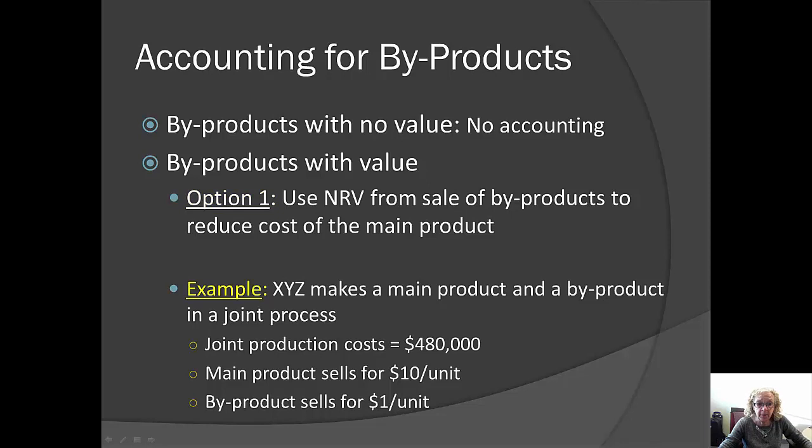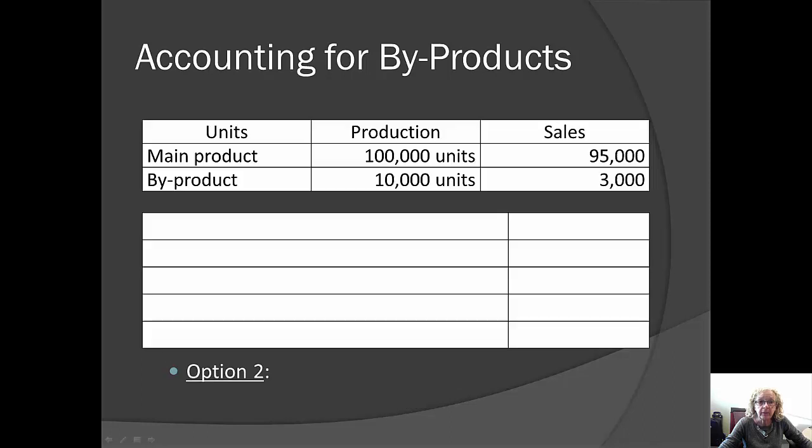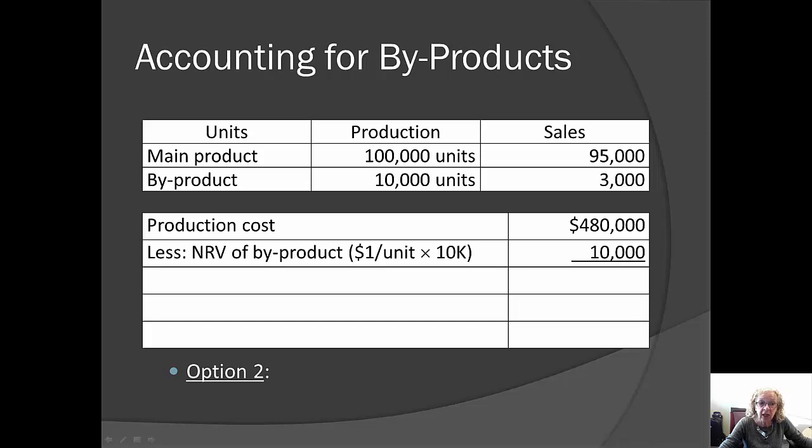So let's look at an example. A company makes a main product, and a byproduct results from what is essentially a joint process. We know how much the joint costs are. The main product sells for $10 per unit. The byproduct sells for $1 a unit. In this case, we can figure out the production cost for the joint process, $480,000, and we can subtract the net realizable value of the byproduct.